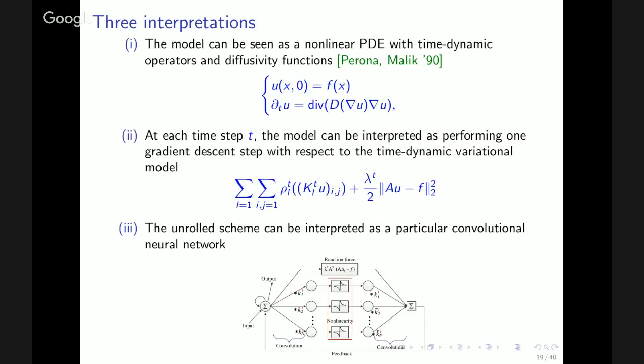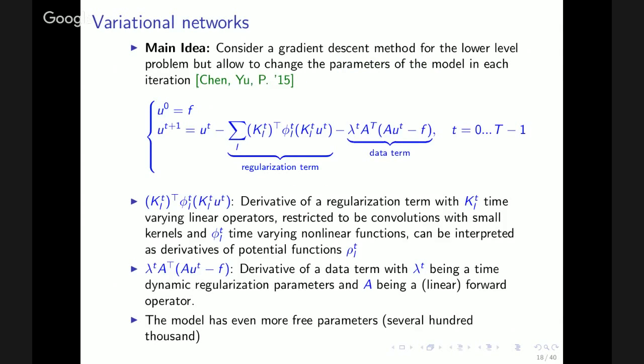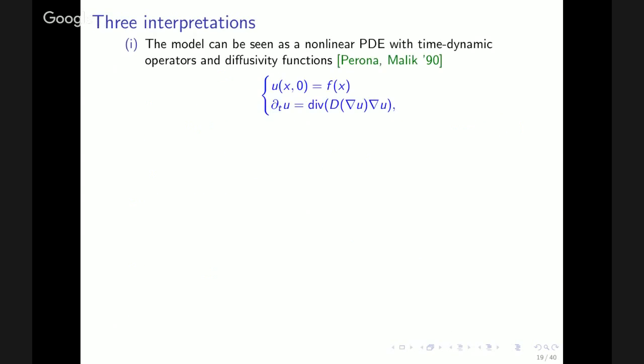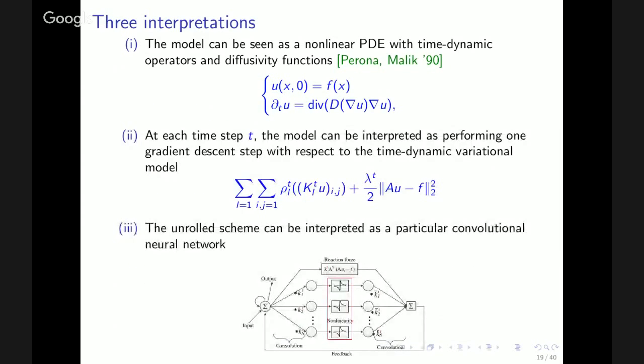The third interpretation is a connection to deep learning. If you unroll the loops, you basically see that the linear operator times u is a convolution. Then the application of phi is a pointwise nonlinearity. And then you convolve again with the transpose filter kernel. And when you write this down, you can see this is exactly a recurrent neural network. So here you see the first convolution, nonlinearity, convolution with the transpose kernel, and summing together. And you're adding your derivative of the data term, which can be seen as a reaction force. So it's a sort of specialized convolutional neural network.